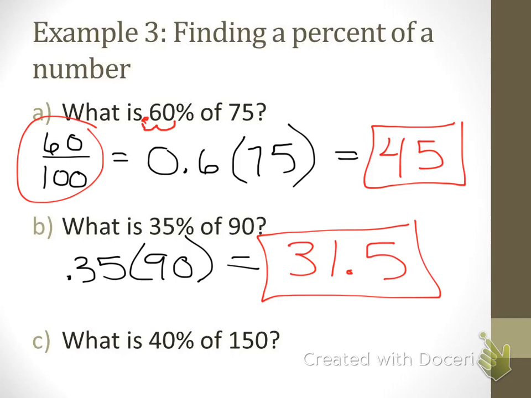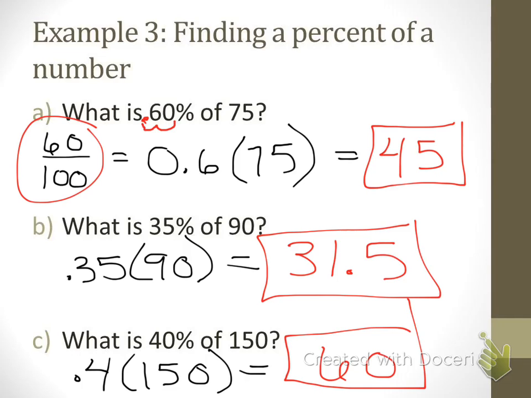Now, on C, same thing. 40% of 150, so what's 40% as a decimal? 0.4. I multiply that by my total, which is 150. And what's 0.4 times 150? Let me just double check, 0.4 times 150, yep, it is 60. Okay, so that's finding the percent of a number.